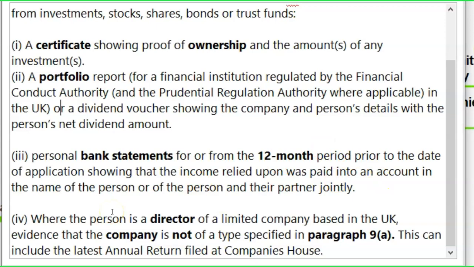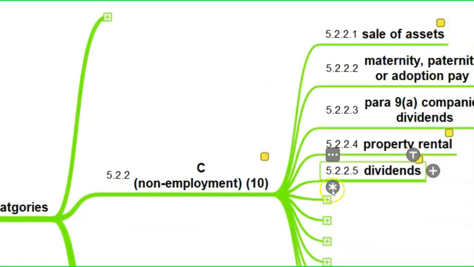So they say that where you are a director of a limited company, you'll need to provide them with evidence confirming that this is not a paragraph 9a company, and they will accept the latest annual return filed at Companies House as proof of this fact.